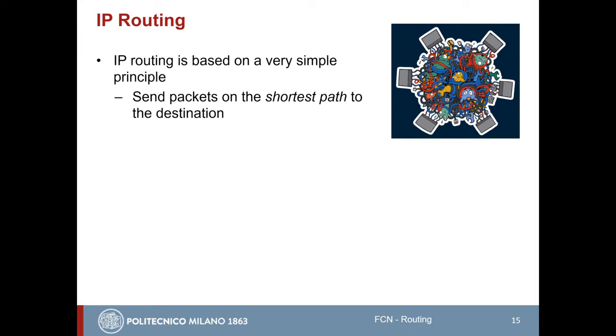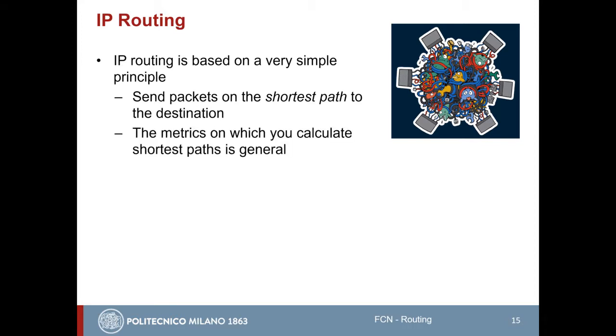So IP routing is based on a simple principle that is the way to select the path. Always choose the shortest path to the destination. But the trick is, what do we mean by shortest? Because we have to select the shortest path, but the metrics that we can use to measure if a path is longer than another one can be different. Okay, the metric is general. We can use various physical parameters, as we will introduce later on, to compare the different paths.